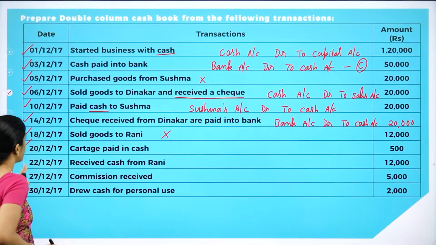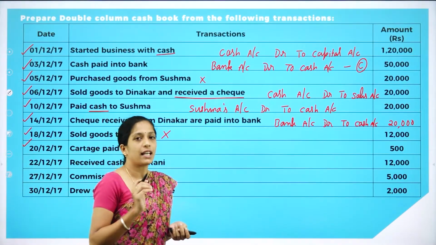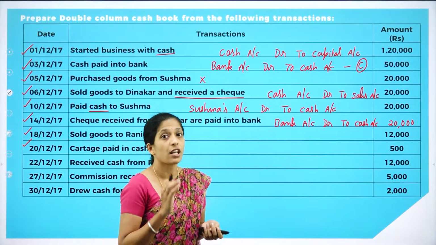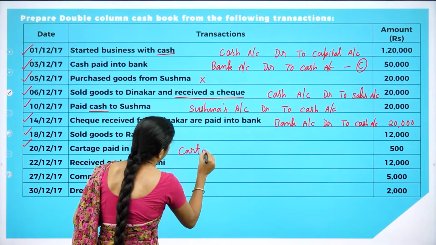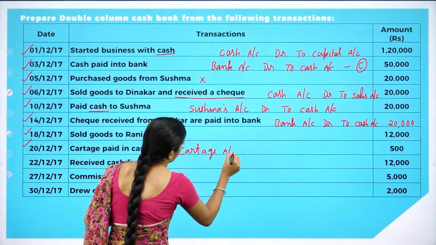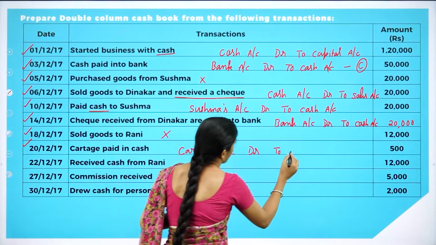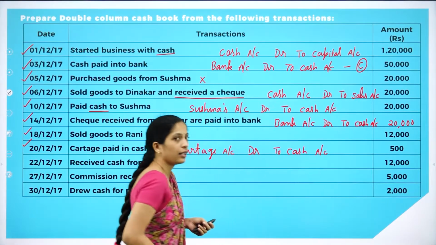Moving on to the next transaction, that is 20/12/2017, cartage paid in cash. So what would be your journal entry? Cartage is an expense. So debit expenses and losses. So cartage account debit, and what goes out of the business when you pay cartage? Cash goes out of the business. So to cash account. Clear?